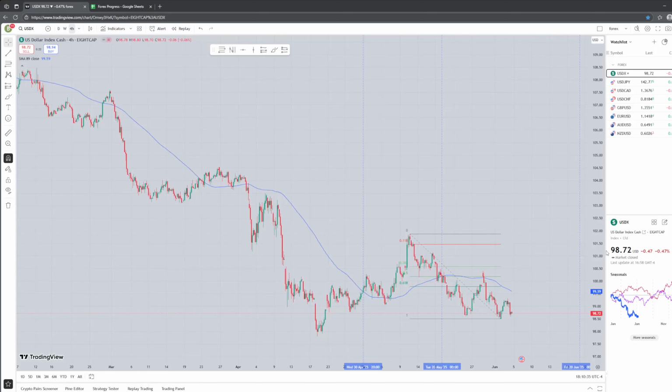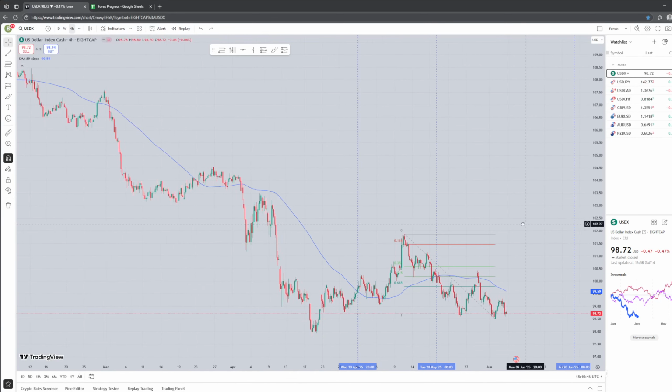Okay, a lot of interesting things happened, and one of my trades hit stop loss and the trend has reversed. So it's time to position ourselves correctly into the new trend.